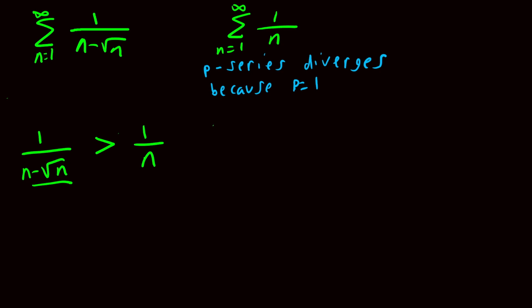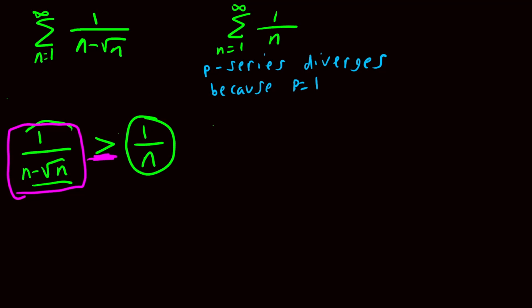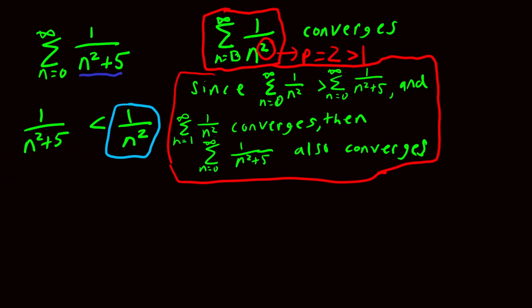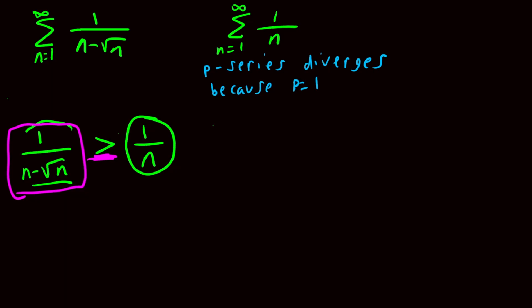Now, remember what I said before. If we know this diverges, and since this in pink is bigger than the diverging series, it also diverges, right? That's the kind of thing I wrote in blue here. I erased it, but it was there. So 1 over n minus root n is bigger than 1 over n, and 1 over n is a known divergent series. So, since 1 over n minus root n is bigger than a known divergent series, it also diverges.